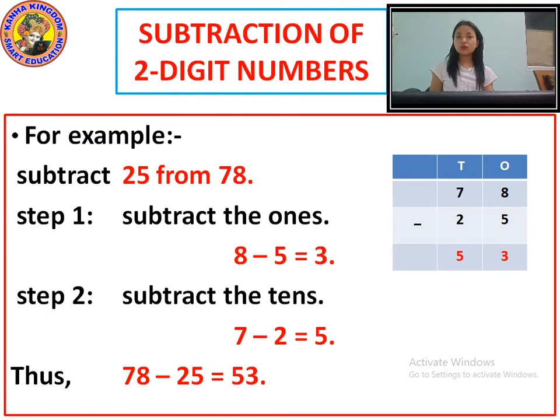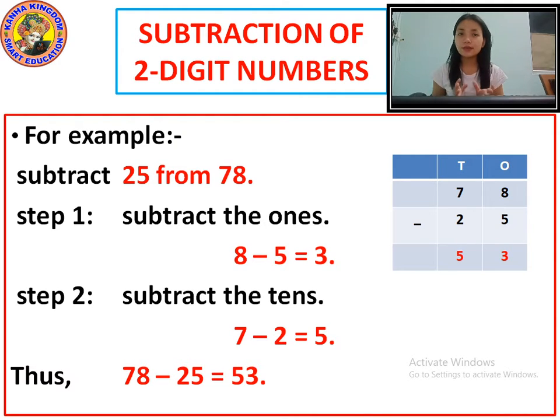Okay student, so after that we have to write 25, because 25 is the number which is subtracted from the big number. So see, subtract the ones. In the number 78, the digit 8 is in ones place, right? 8 is in ones place. In the second number, 25, 5 is the digit which is present in ones place, right?